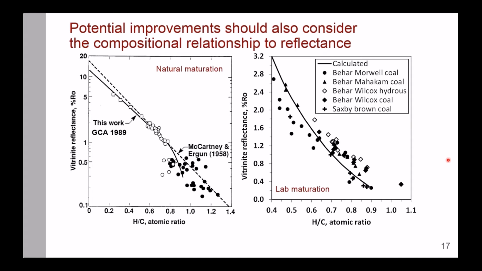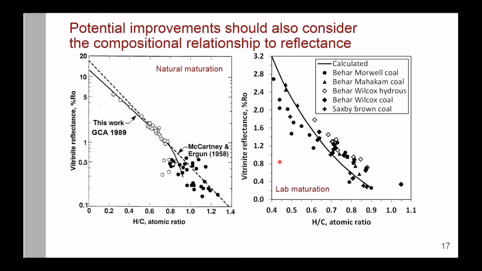The other aspect that could be modified in Vitrimat is the relationship between reflectance and the elemental composition. Here was the original plot from the Geochem Cosmochem Acta paper. The solid line is what we had done. There was an earlier correlation by McCartney and Ergen. This is down when oxygen is being eliminated. So the question is, well, oxygen is sort of a diluent. It's not very polarizable by comparison to hydrocarbons. So what should be the effect of oxygen on the Vitrimat reflectance?